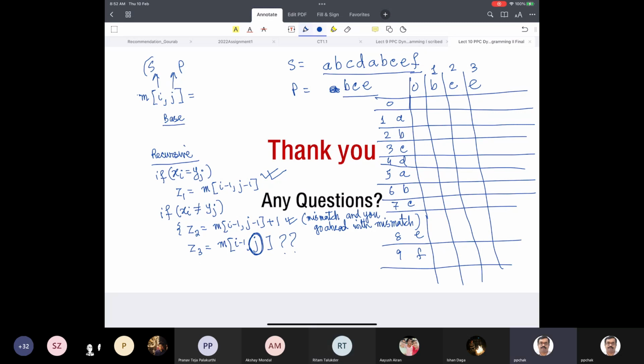Sir, actually, I am still not convinced why Z3 will be J. No, I have not said why it will be J. I've just put a question mark there. Okay. Sir, one condition can be I'm ignoring one mismatch and moving ahead, that is with cost one. And another thing, according to me, should be that I start again matching from the beginning. Like we are going behind, so we go to the beginning. So tell me what it should be.